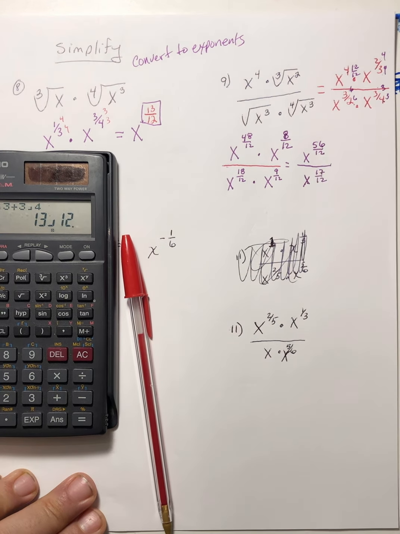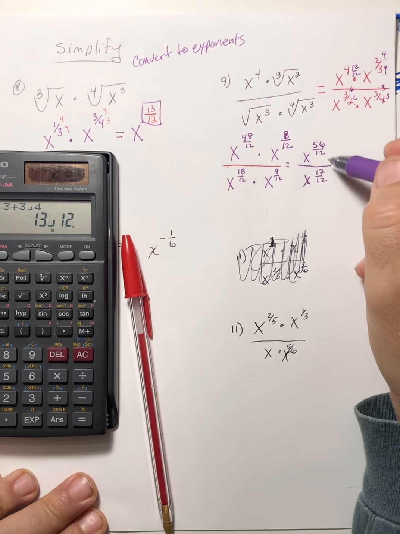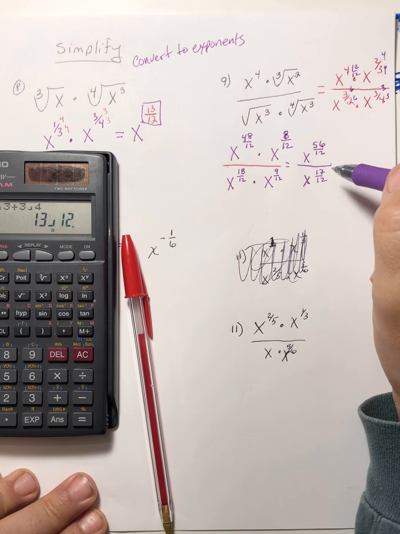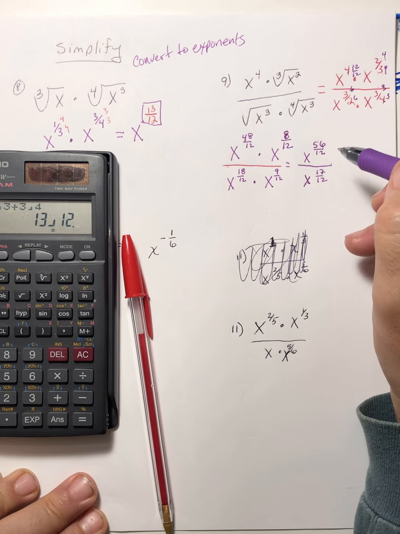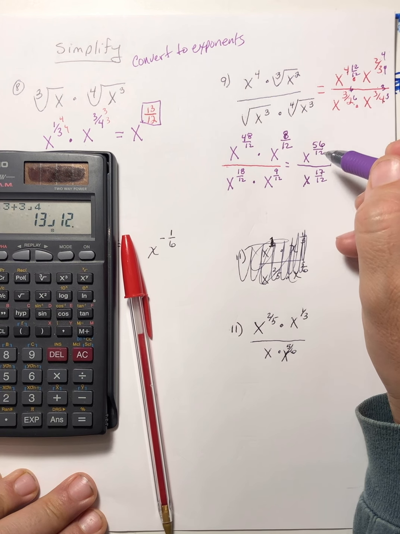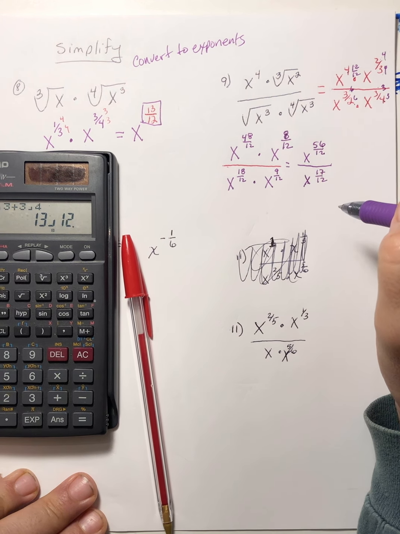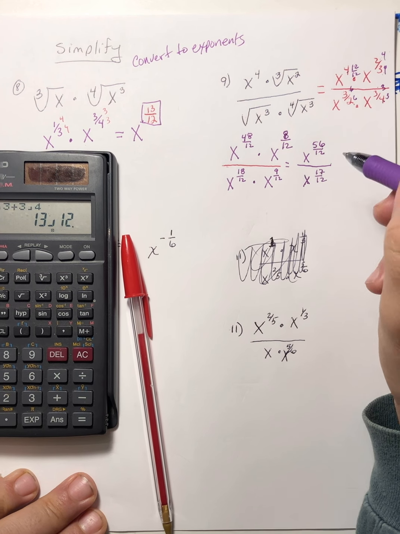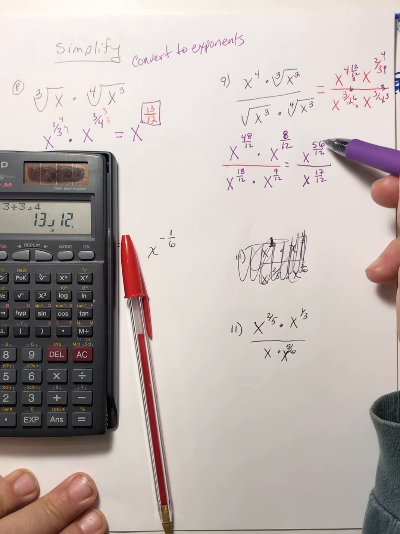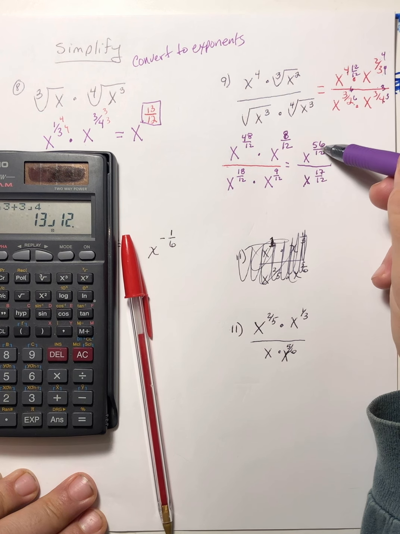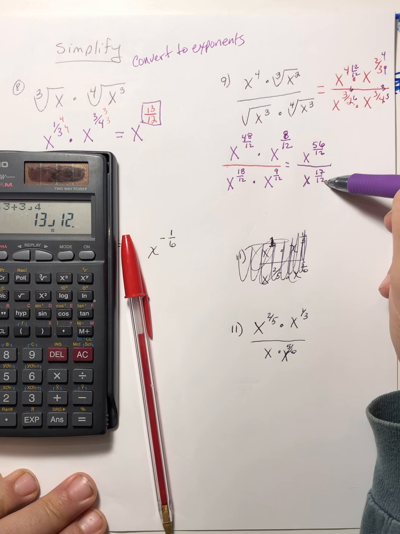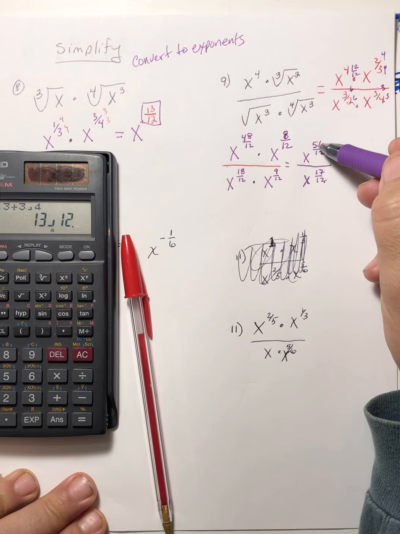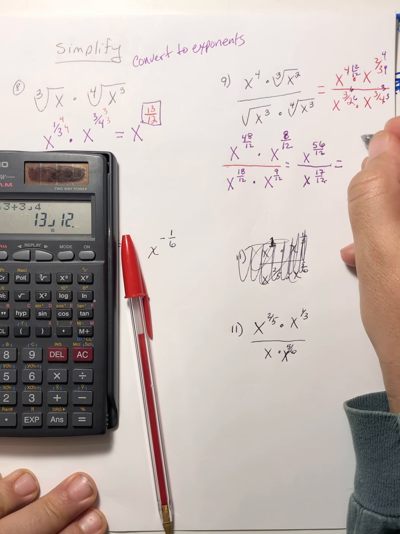All right, now we have to subtract. That's right. When we do our subtraction, we always want positive exponents, no negative exponents. So we always have to do the big minus the small. Which fraction is larger, 56 over 12 or 17 over 12? That's right, 56 over 12. So our answer is going to be on top.